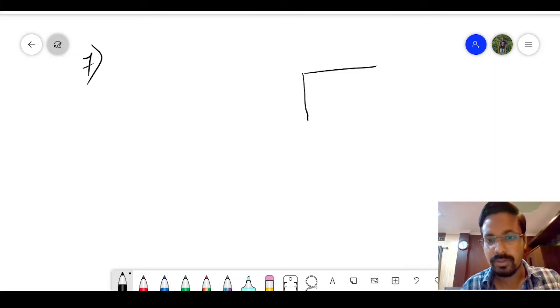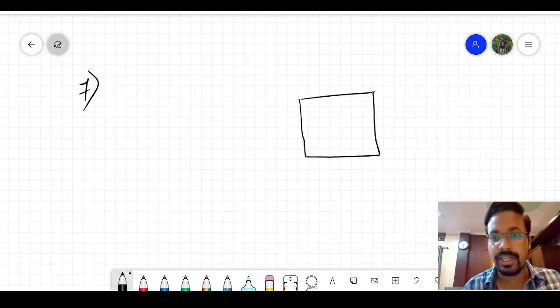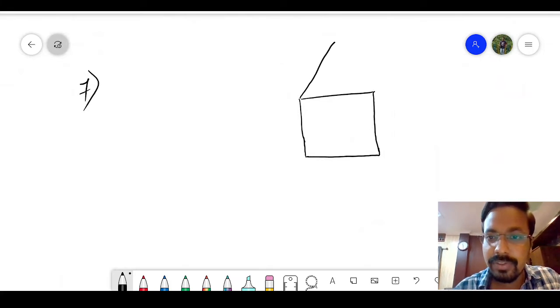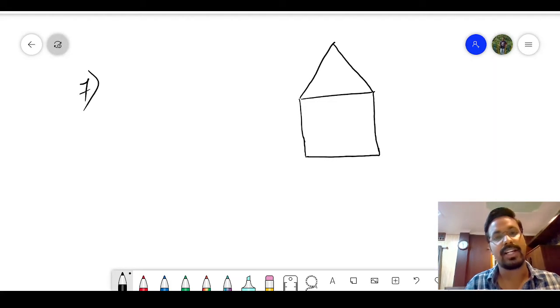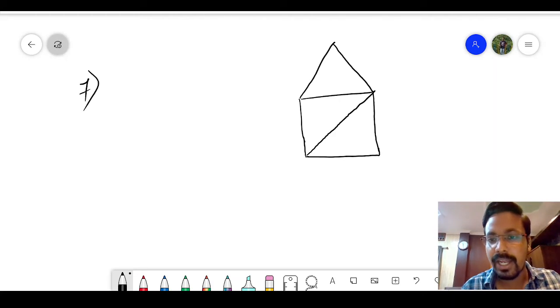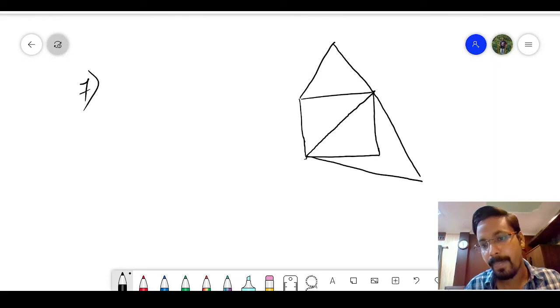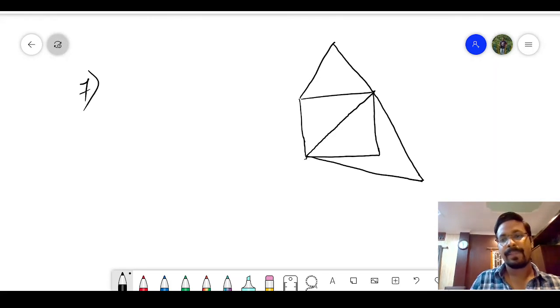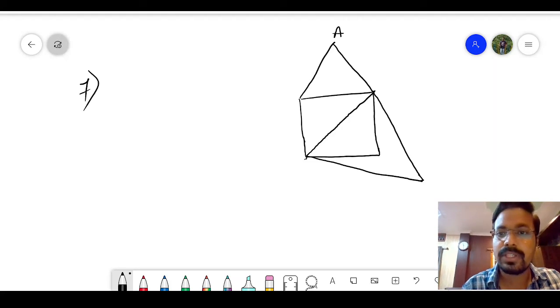This does not look like a square. Okay. We have a square, and if you draw an equilateral triangle on one of the sides of the square, suppose this is an equilateral triangle on the side of the square, and suppose you draw another equilateral triangle on the diagonal of the square. Suppose this is A, B, C, D, E, F.